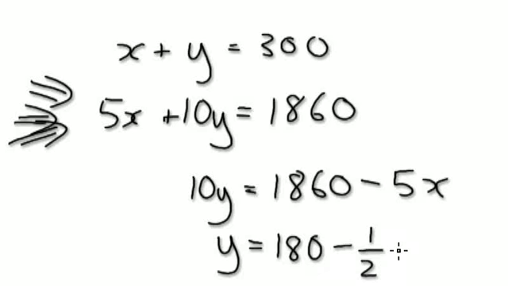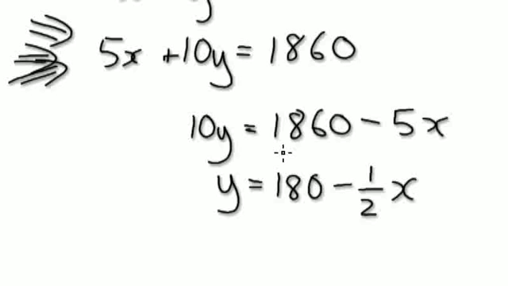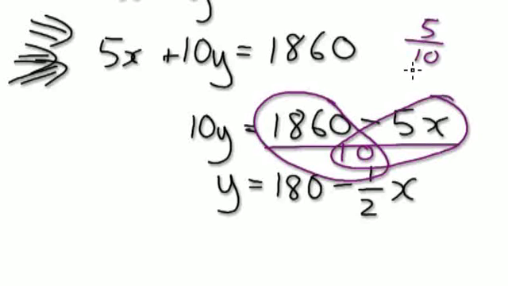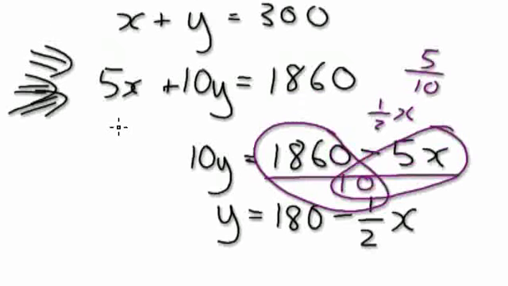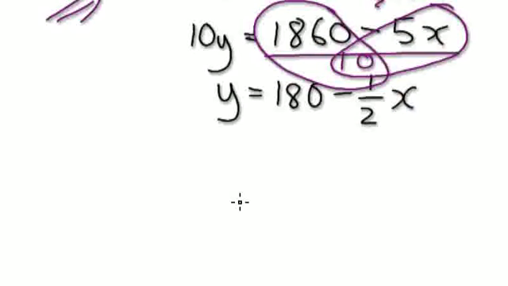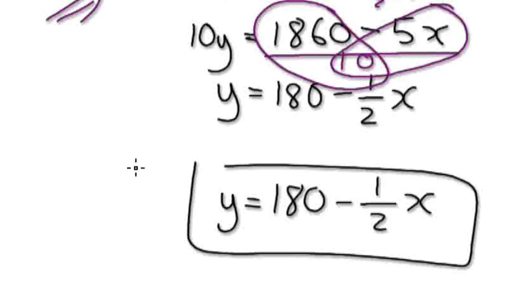So this will be 180 take away 1 over 2x. Because when you divide by 10, you split it up like this, and 5 over 10 is really a half. So looking at this equation, we can visualize it as y equals 180 take away 1 over 2x. Now this is an equation of a straight line.